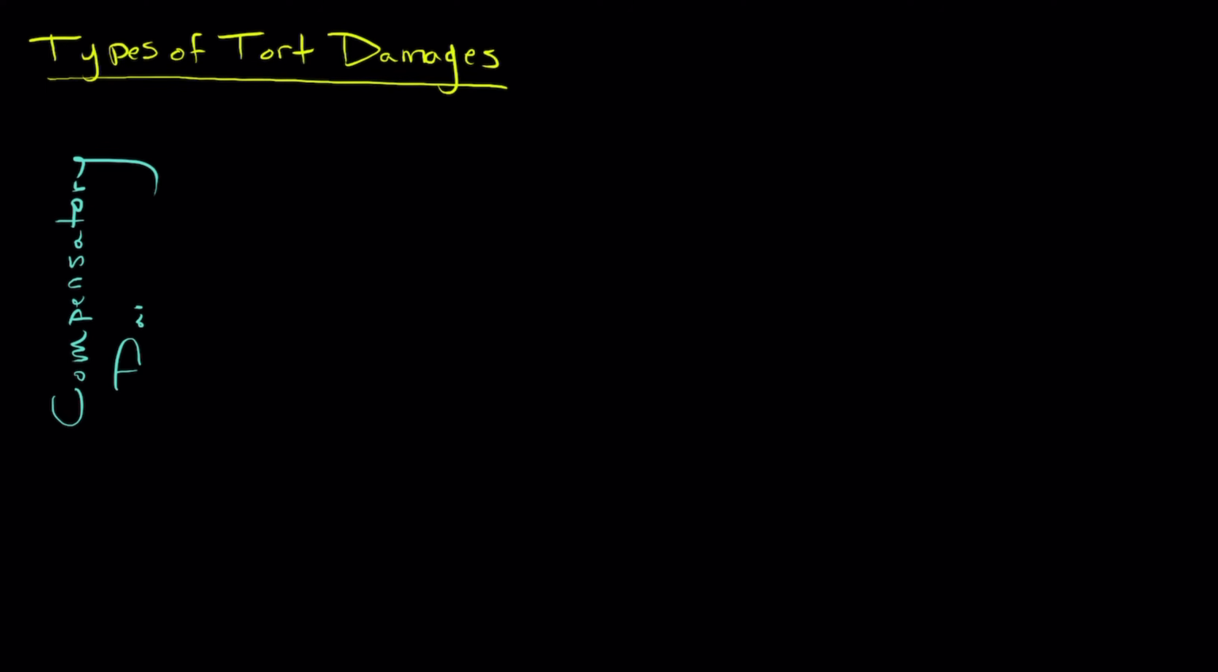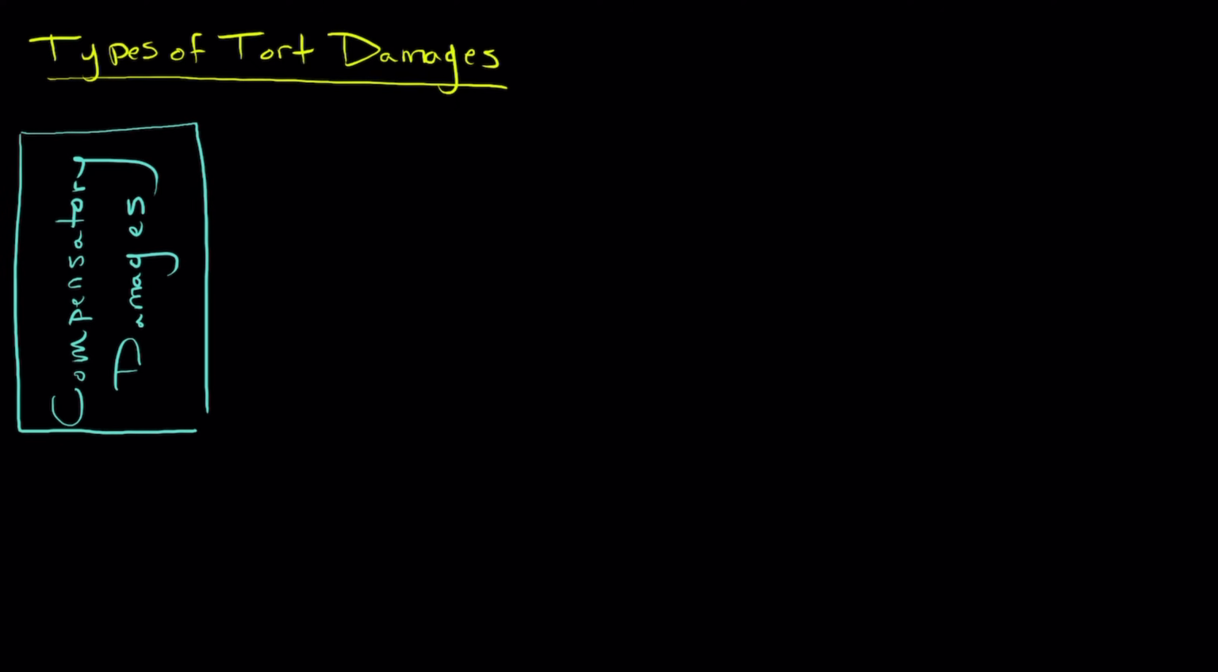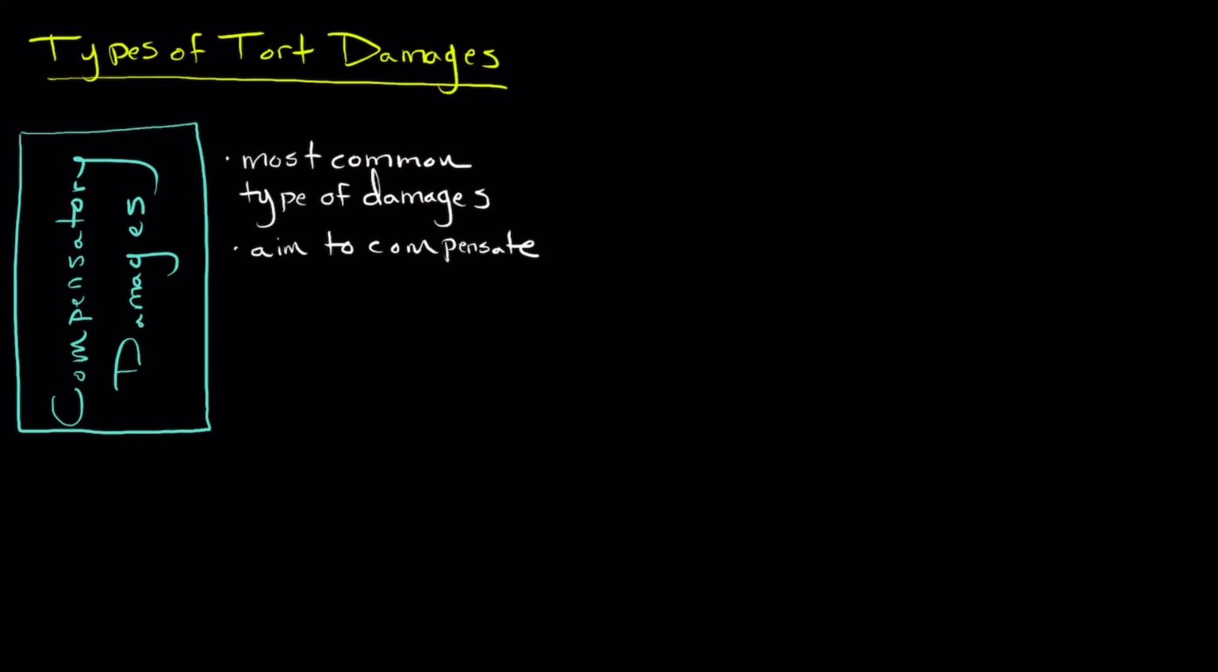The first form of damages available in tort law that we're going to discuss are what are called compensatory damages. Now, compensatory damages, I should say, are the most common type of damages that are awarded in tort cases. They simply aim to compensate the injured party for the losses that they had suffered as a result of the defendant's wrongful actions.